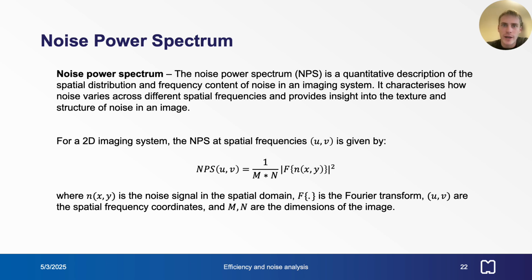So the noise power spectrum, or NPS, is a quantitative description of the spatial distribution and frequency content of noise in an imaging system. It characterizes how noise varies across different spatial frequencies and provides insight into the texture and structure of noise in an image. So for a 2D imaging system, the NPS at spatial frequencies u and v is given by the below equation, which is related to the Fourier transform of the noise signal in the spatial domain.